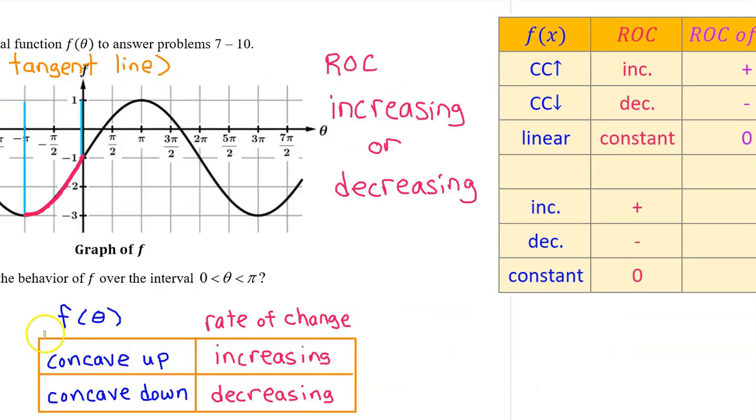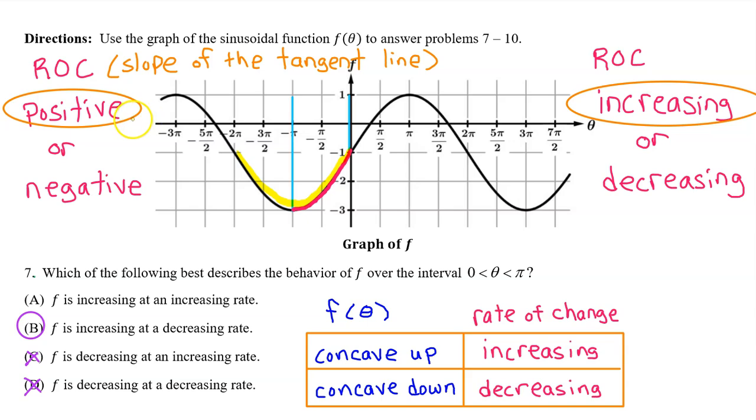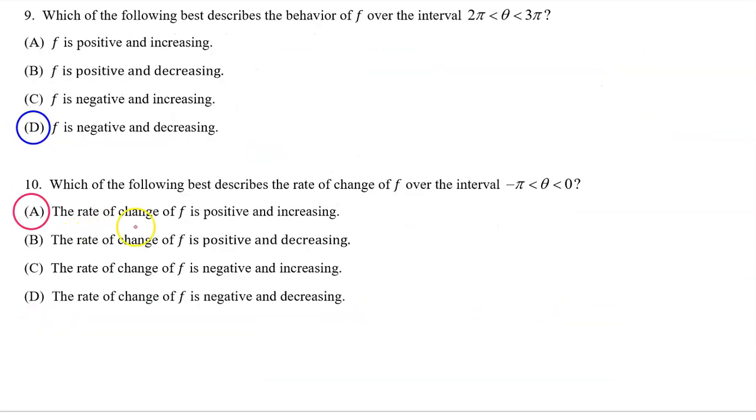change is positive. Next, we need to decide whether the rate of change is increasing or decreasing on this interval. The rate of change will be increasing wherever f is concave up, and the rate of change will be decreasing wherever f is concave down. Since f is concave up on this interval, the rate of change is increasing. Putting it all together, the rate of change of f is positive and increasing on the interval from negative pi to 0. So the answer is A.